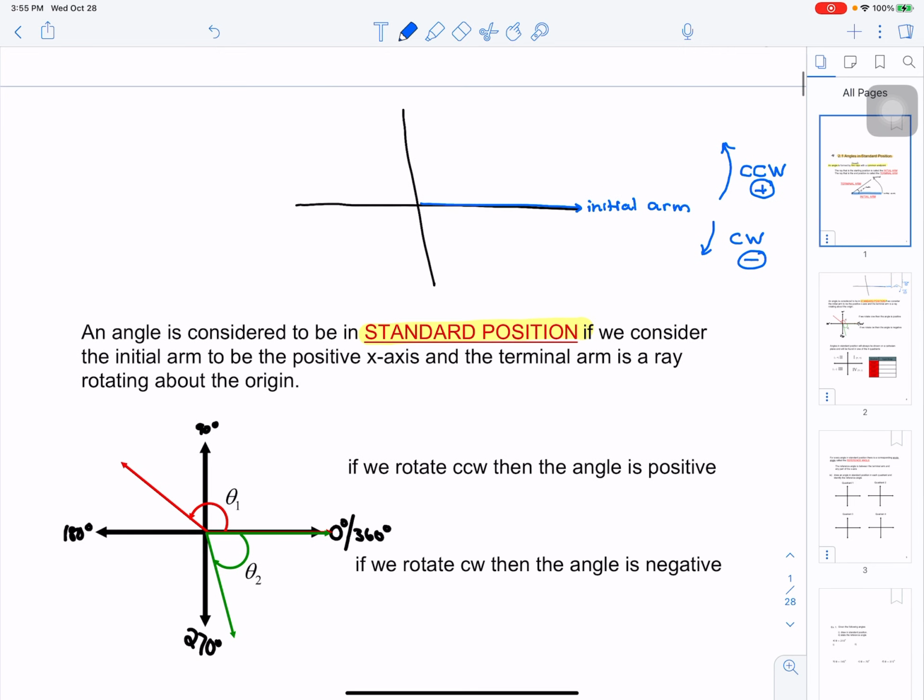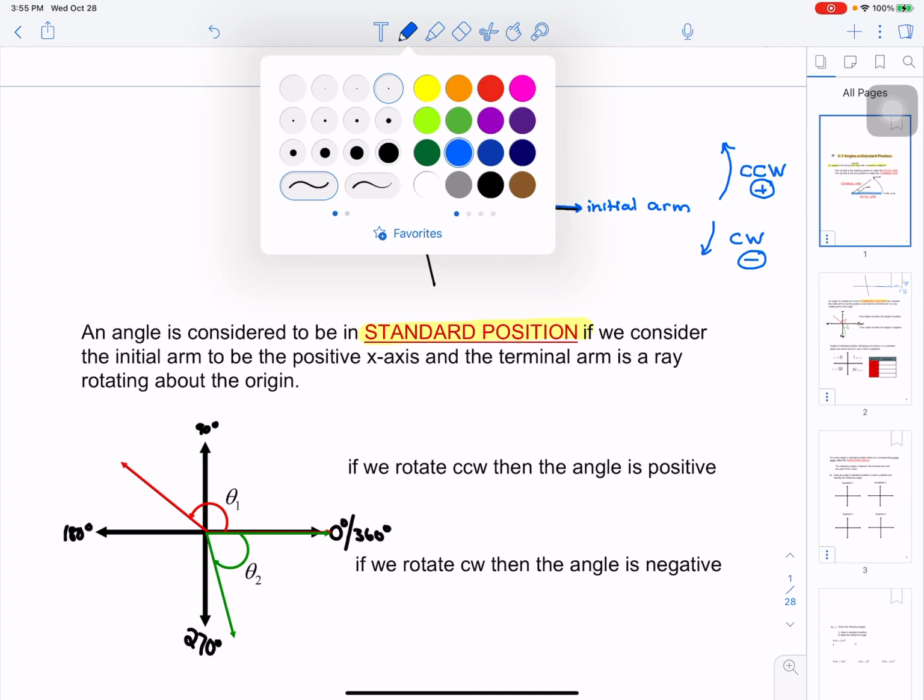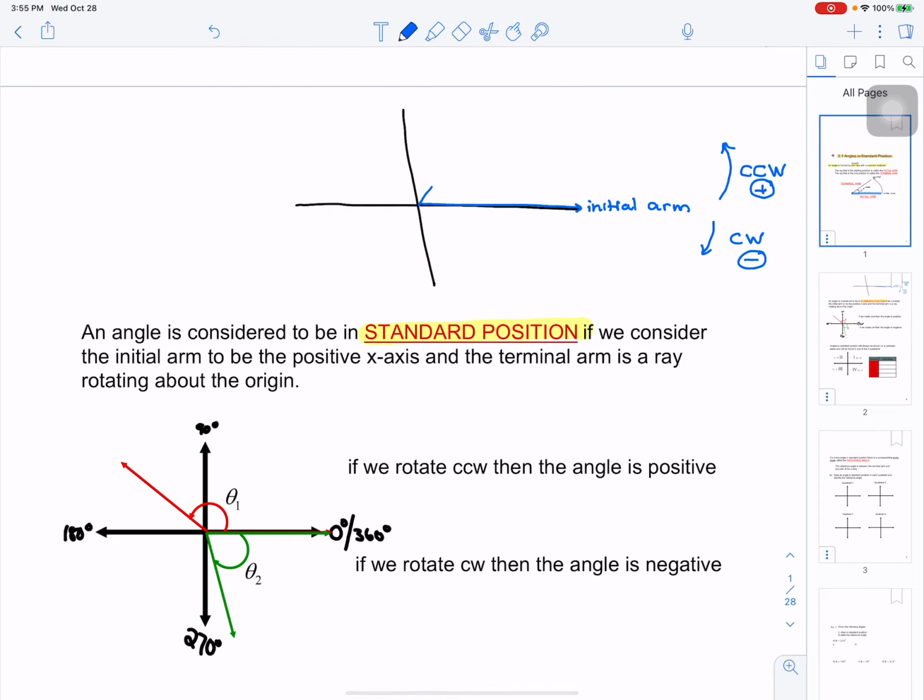Okay, so we're going to start on the initial arm. We're going to move this initial arm and rotate it. And wherever I want to stop my rotation, this angle theta would be called the angle in standard position. So I'm going to just say angle theta is the angle in standard position.